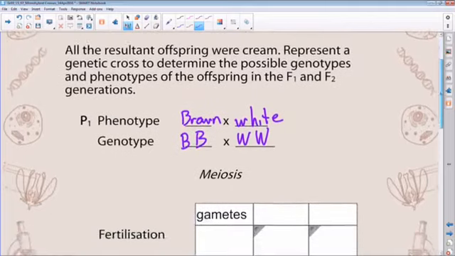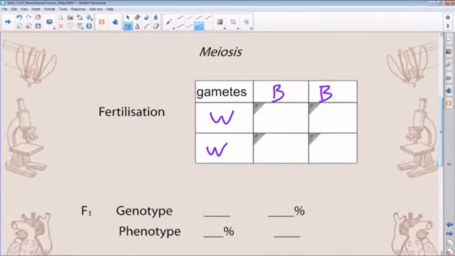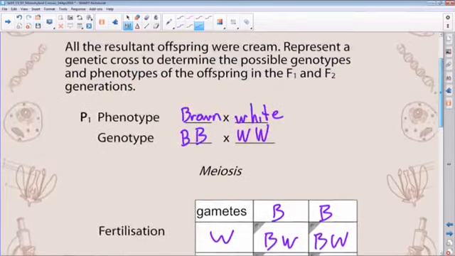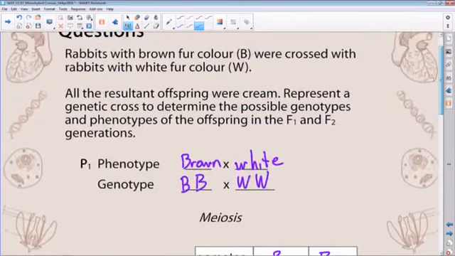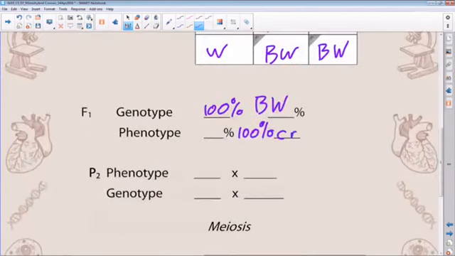Okay, let's see. We create the gametes. So it's big B, big B, and I bring it down, and it's W and W. And I'm going to end off with all of them like that. Big B's with W's. So it's 100% big B, W. And what did they say it was? The offspring all came out cream.